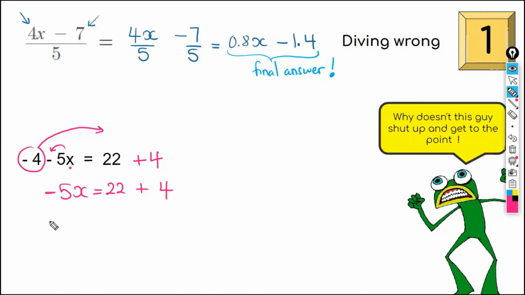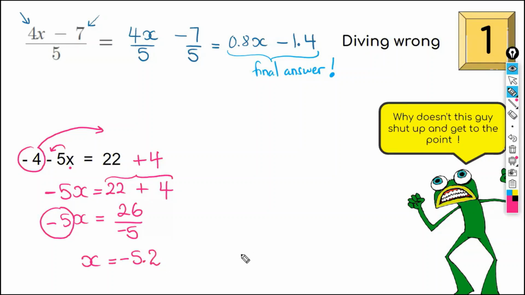And now we can complete this question. Obviously, this one, now we could add the 22 and the 4, right? We could get 26, fine. There's no tricks there. And then the -5 is a multiply, throw it across, you get a divide. And what will we get here? 26 divided by minus 5 is -5.2, right?